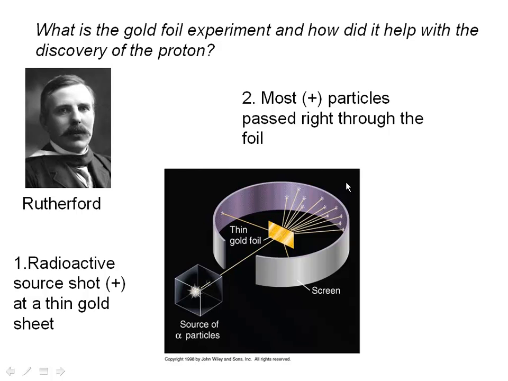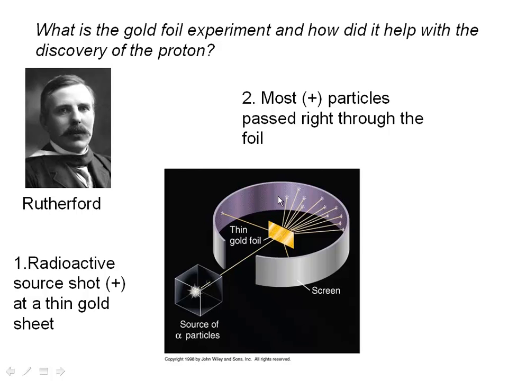Most of those positive particles, as you can see here, passed right through the foil. So this very thin gold foil is more like a gold leaf almost, or like very thin gold tissue paper. Behind it was the screen that would record where those alpha particles ended up. So it would leave a little mark in the screen and you could see the path that they took. So most of them, about 99.9% of those particles, passed right through that foil or were deflected at very small angles. And that was actually what Rutherford expected.